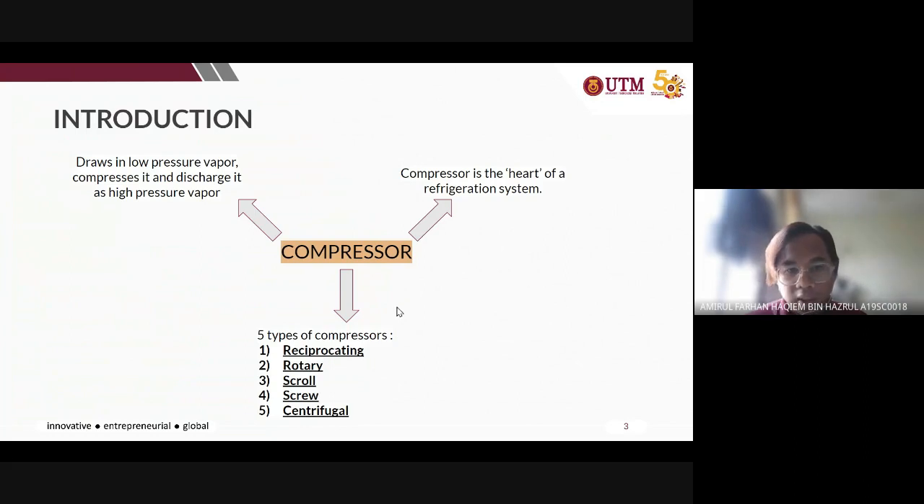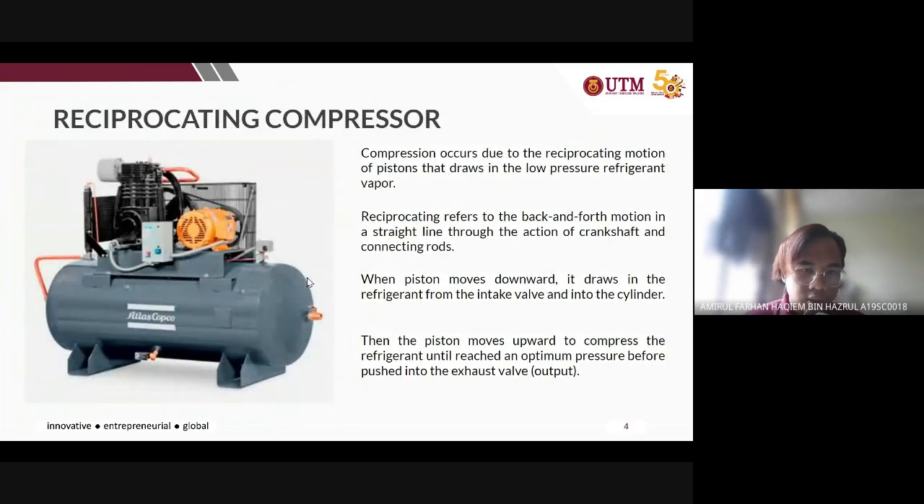And there are five types of compressors, and I will be explaining each of these compressors and also its working principle. So the first type of compressor is reciprocating compressor. The second is rotary compressor, then scroll, screw, and centrifugal. So the first one is reciprocating compressor, where compression occurs due to the reciprocating motion of pistons that draws in the low pressure refrigerant vapor.